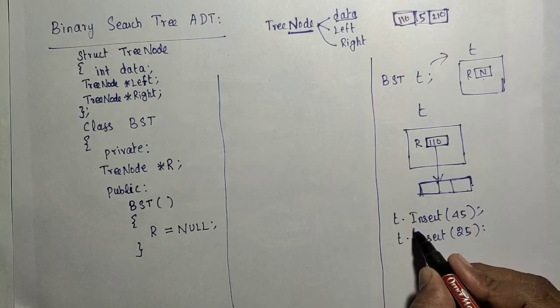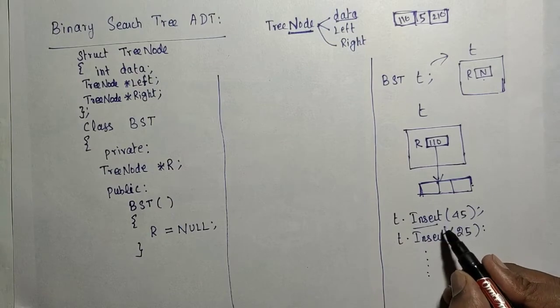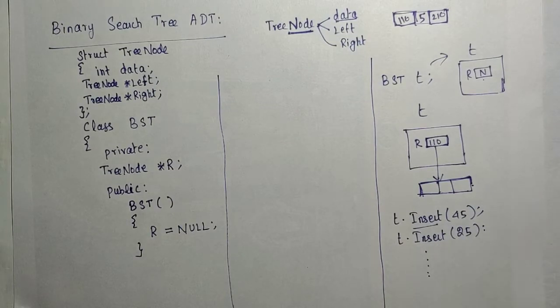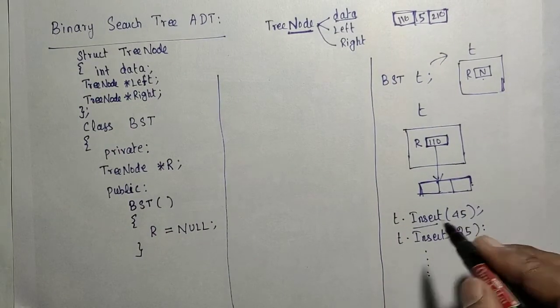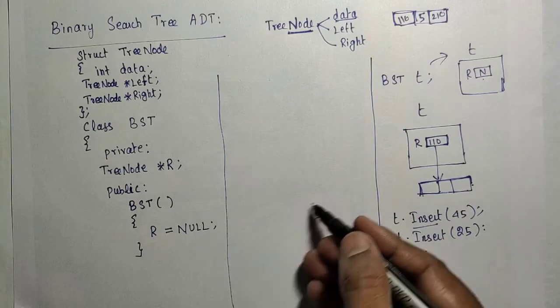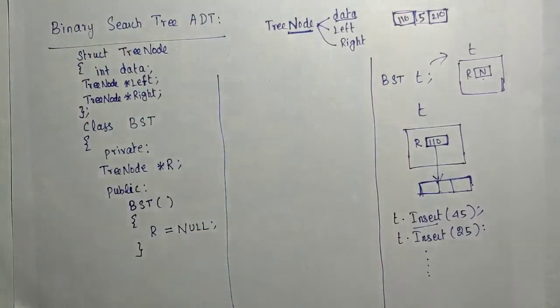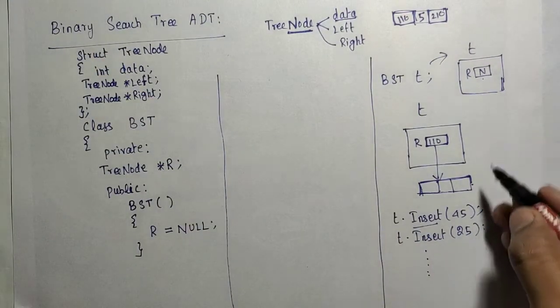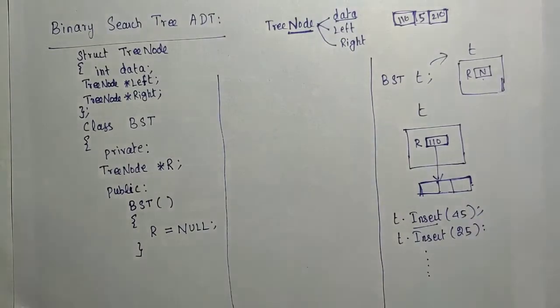So with T dot insert, we cannot mention the position and all. It is going to be inserted based on the rules in the binary search tree. What are the rules? Depending on the element value, it will be inserted automatically. We cannot specify to add 45 as the left of 25 or right of 25, like that I cannot mention it. So I can add the element, and it will be added with the condition given in the binary search tree. If the tree is empty, the first element will be added as the root.